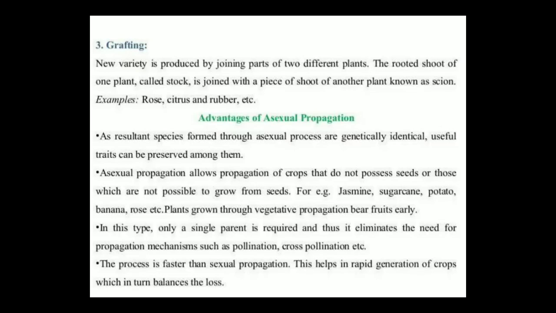The next process is grafting. Grafting is new varieties produced by joining parts of two different plants. The rooted shoot of one plant called stalk is joined with a piece of shoot of another plant called scion. Examples are rose, citrus fruits, and rubber. Okay, so what happens is you take the rose shoot and the root is attached to one part.